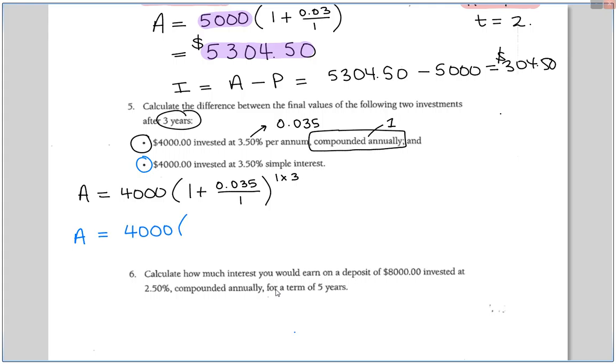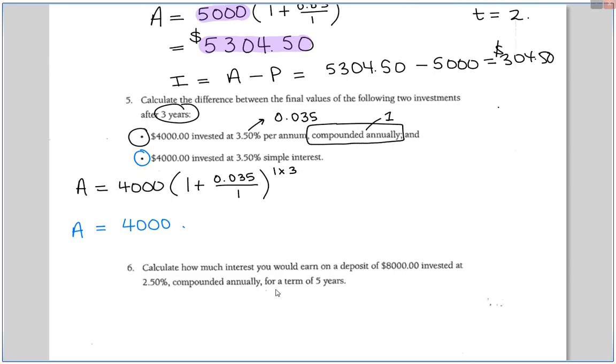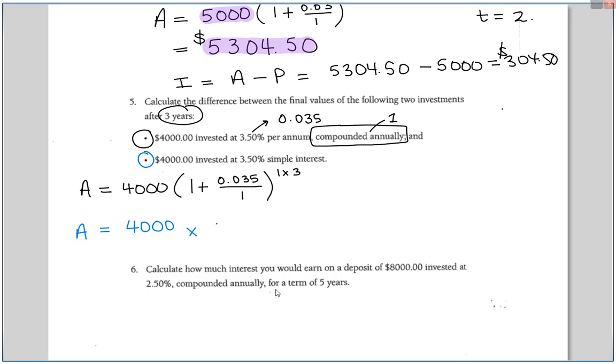4,000. Oh, this one's simple interest, so let me undo that. Simple interest, remember, is just the principal times the rate, 0.035, times the years. All right, so I'll give you a second to copy that down.